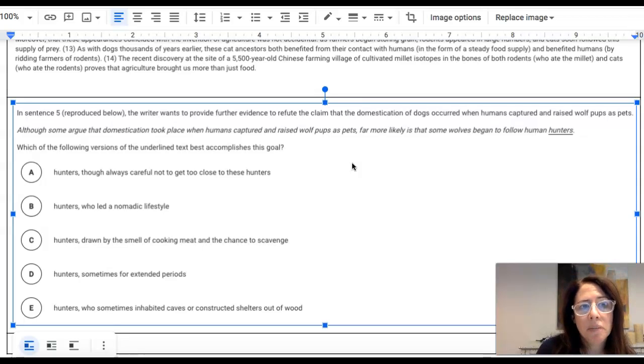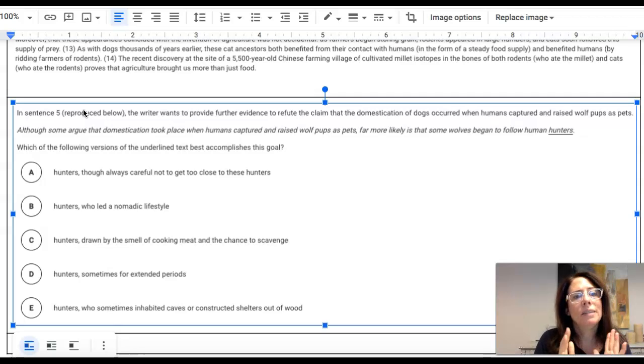So you may have come up with a different reason, and that's great, but that's the one that I'm thinking of. Now that we've eliminated two of the answer choices, the E and the B, now we need to figure out what is going to help us go against the fact that humans captured and raised wolves as pets. We also need an explanation or a reason for why wolves were domesticated. So we need something that shows the interaction between humans and wolves. We just don't want it to be that the reason or the explanation that humans captured and raised them as pets. So let's look for something that kind of shows that there is some sort of a connection. A, though always careful not to get too close to these hunters.